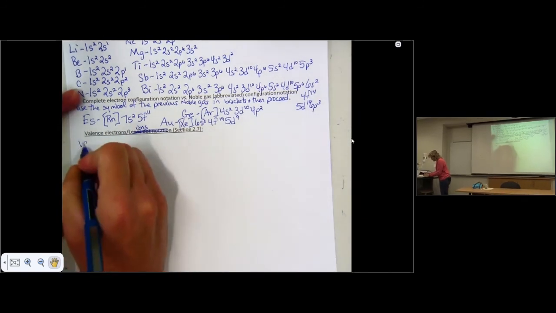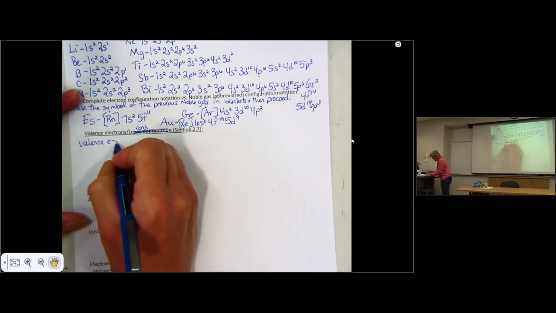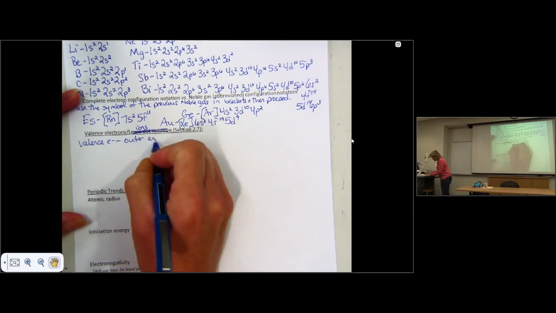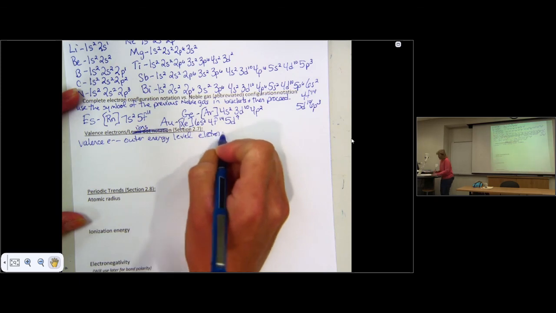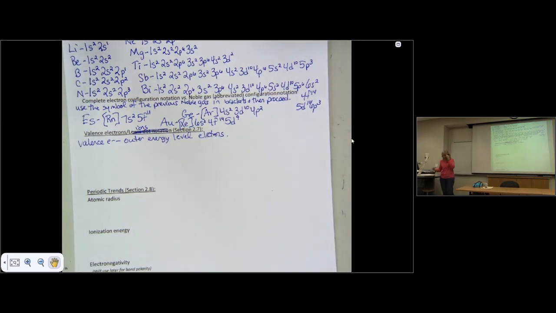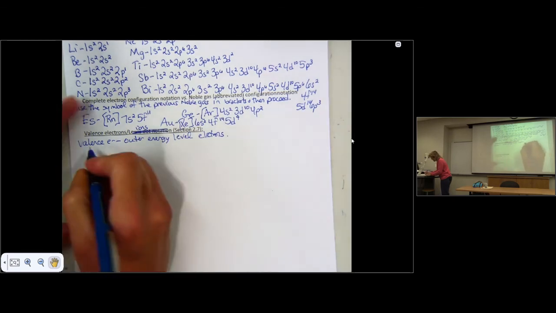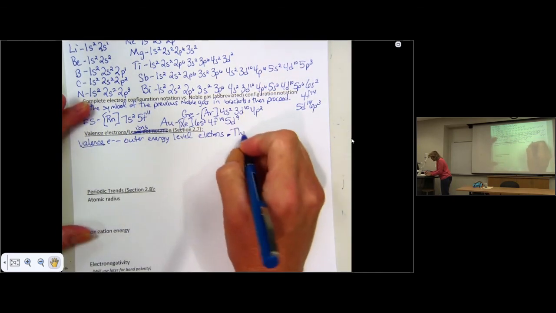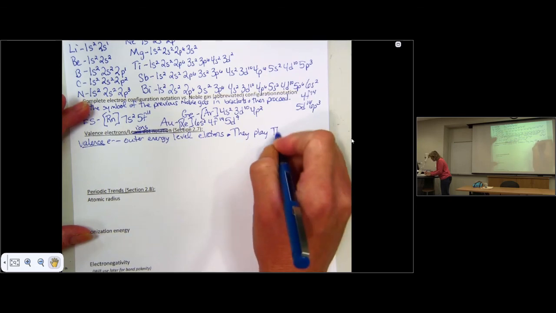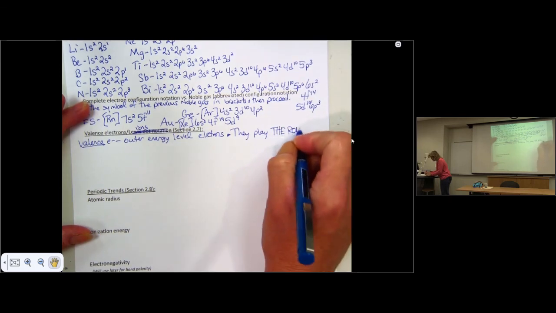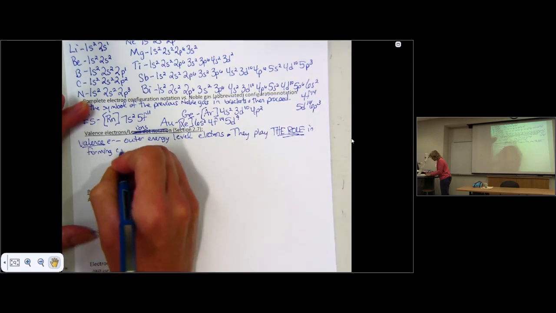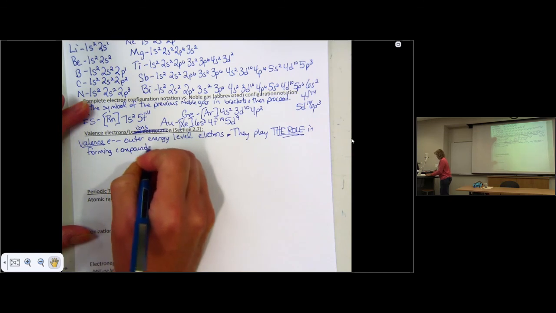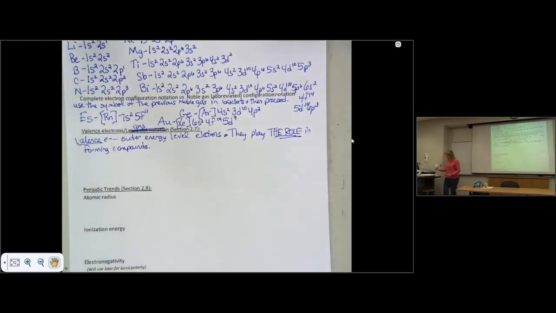Valence electrons are outer energy level electrons. They play the role in forming compounds.